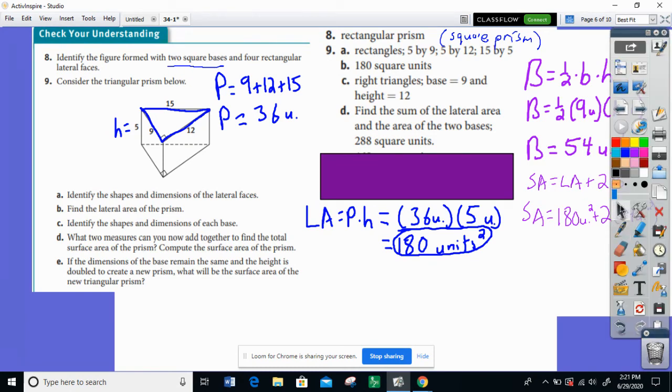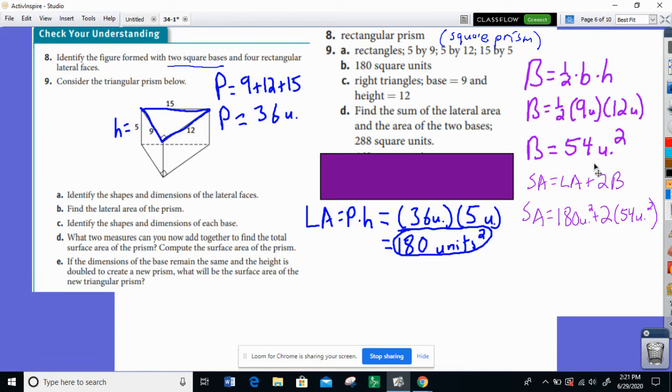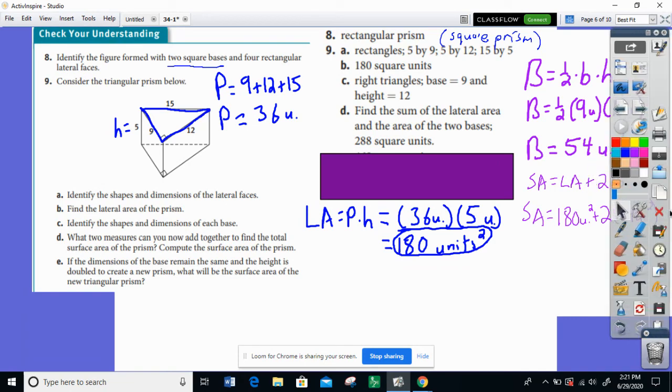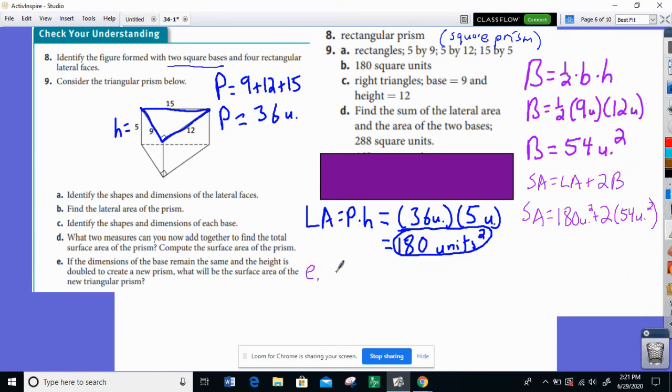Okay, last question. If the dimensions of the base remain the same and the height is doubled to create a new prism, what will be the surface area of the new triangular prism? Well, for part E, if the dimensions of the base remain the same, that means that we're still going to have the same 2 times 54 units squared.